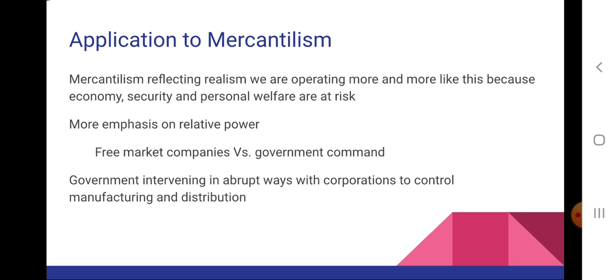So the application towards the theory that we are studying in political science here, reflecting realism: we are operating more and more like this because of economy, security, and personal welfare at risk. We have more emphasis on relative power. Free market companies versus government command is going on right now. We see government intervening in abrupt ways with corporations to control manufacturing and distribution.